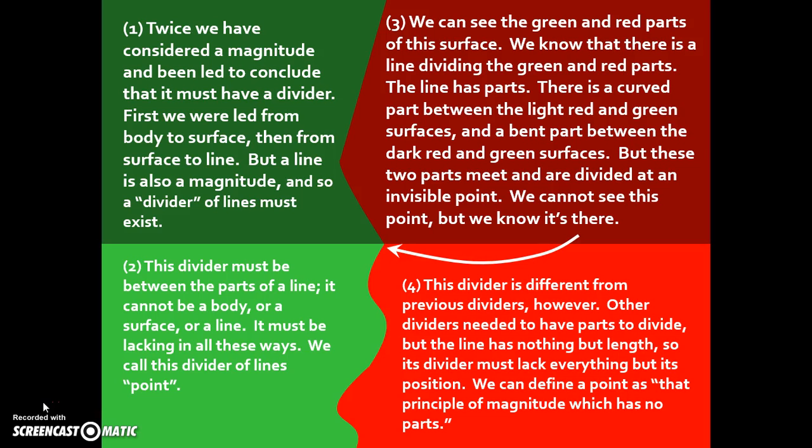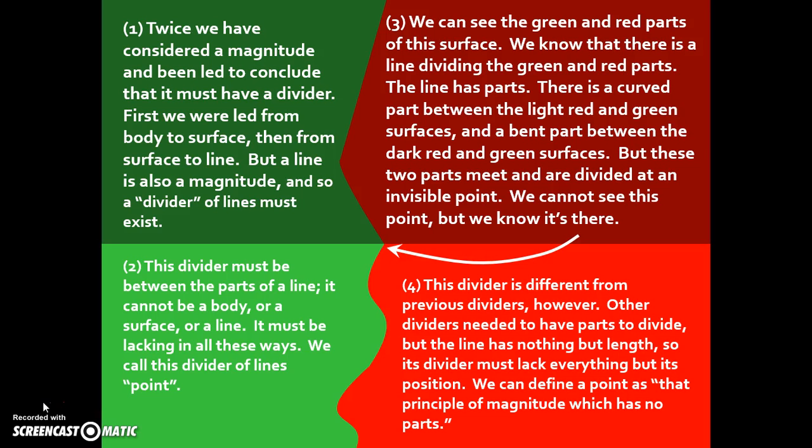Twice we have considered a magnitude and been led to conclude that it must have a divider. First, we were led from body to surface, then from surface to line. But a line is also a magnitude, and so a divider of line must exist. This divider must be between the parts of a line. It cannot be a body, or a surface, or a line. It must be lacking in all these ways. We nominally define the point then as a divider of lines, or the first divider of a line.